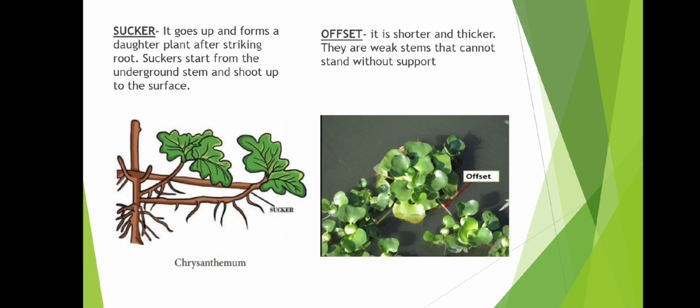Opposite. It is shorter and thicker. They are weak stems that cannot stand without support. So makikita nyo dito sa given picture, yung stem na ito, yung nagdudugtong sa mga halaman, ito ay isang mahina na hindi nakakatayo ng walang suporta. In other words, yung opposite is yung mahinang klase ng stem.